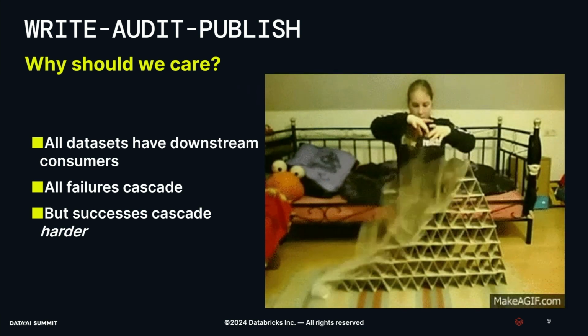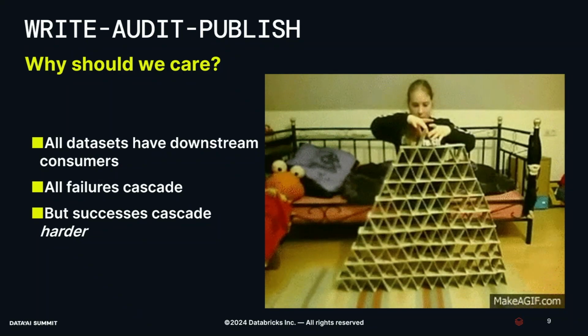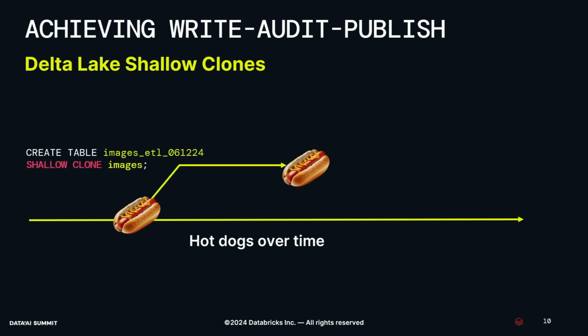And it ends up looking kind of like this. One person screws up, and then kind of the whole thing collapses. So how can we do something like this with Delta? So let's say I have this hot dog table.